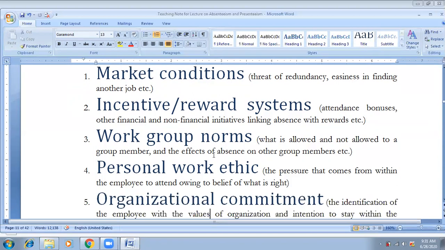Then personal work ethics: the pressure that comes from within the employee to attend, or an inner belief of what is right. If you think that being absent today is not good, so assume in the last month, because of the corona, we got several holidays, and then today is a working day, then you feel guilty because of your own ethics.